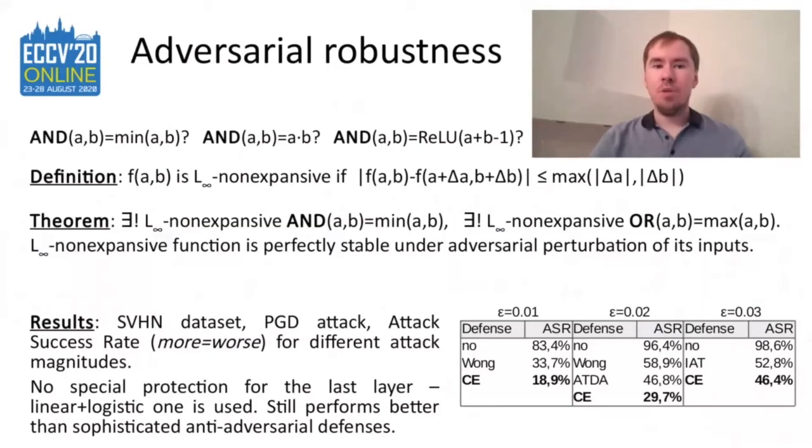And thanks to the stability properties of strong neurons, we demonstrated state-of-the-art adversarial robustness on the Street View House Numbers dataset. Here, Contour Engine outperformed several completely different and quite sophisticated defenses.